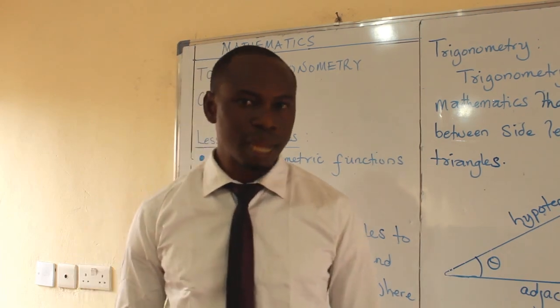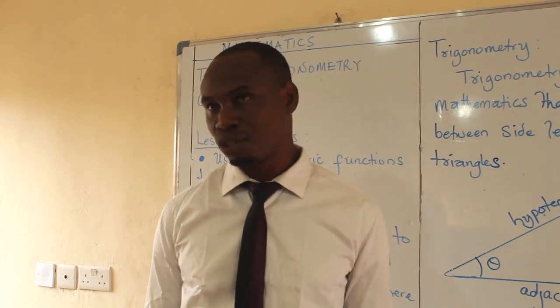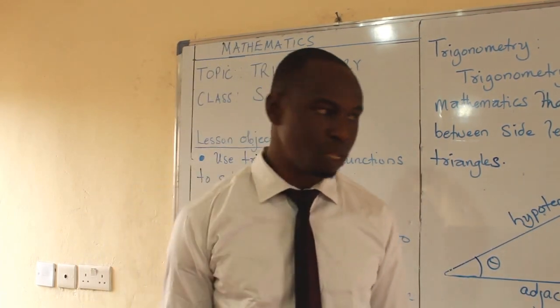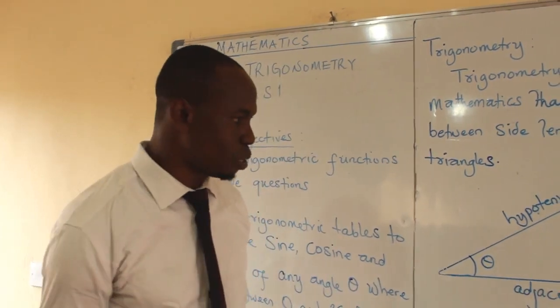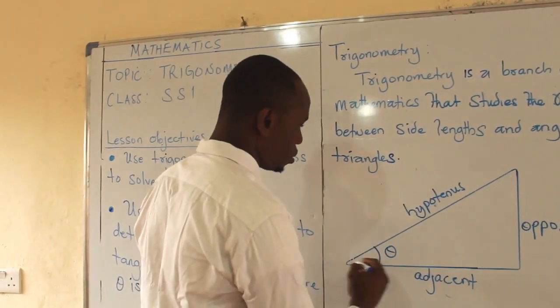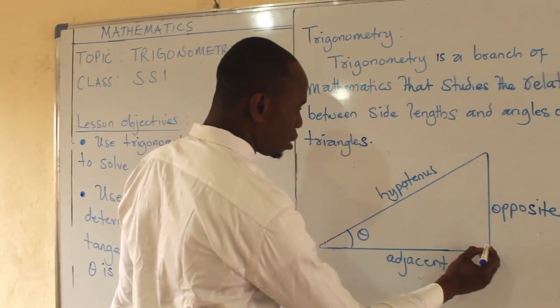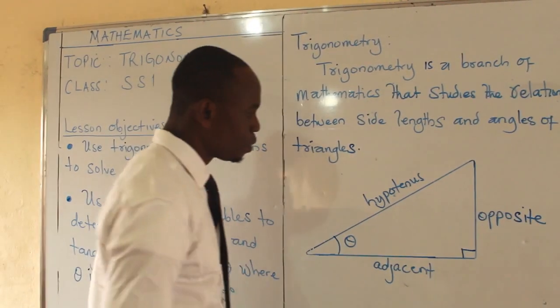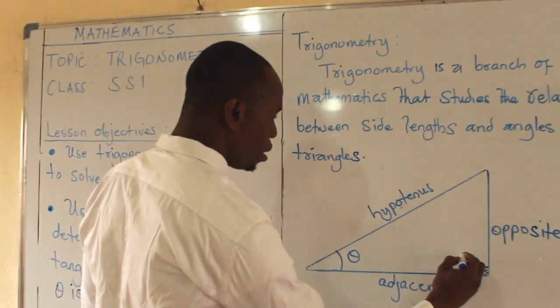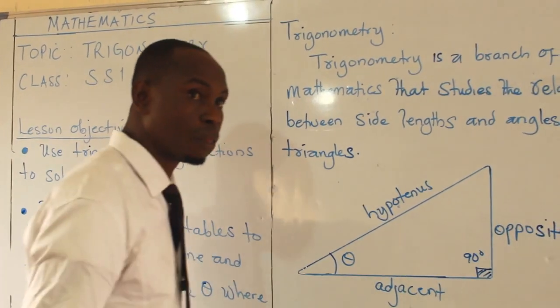We know that a right-angled triangle is a kind of triangle that has one of its angles to be 90 degrees. I have here on the board a right-angled triangle. This shape here represents a right-angled triangle, and this angle here is the 90-degree part of the triangle.